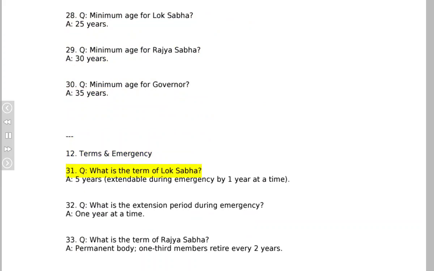12. Terms and emergency. 31. Q. What is the term of Lok Sabha? A. 5 years, extendable during emergency by 1 year at a time. 32. Q. What is the extension period during emergency? A. 1 year at a time. 33. Q. What is the term of Rajya Sabha? A. Permanent body, 1/3 members retire every 2 years.